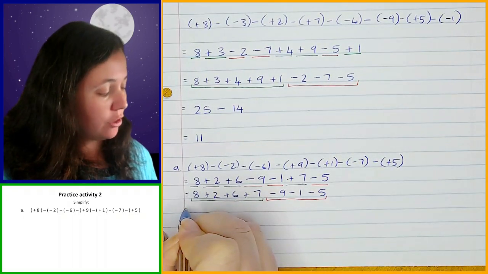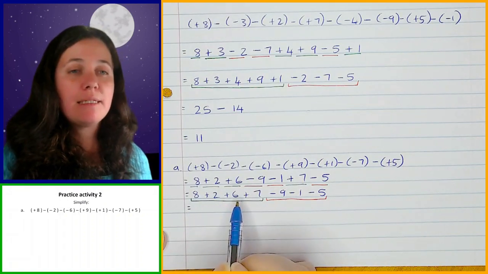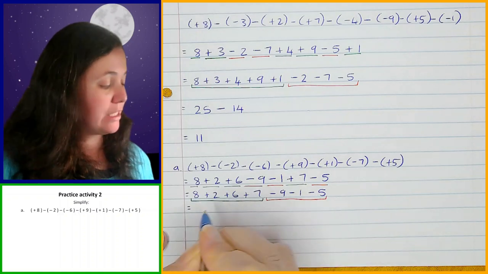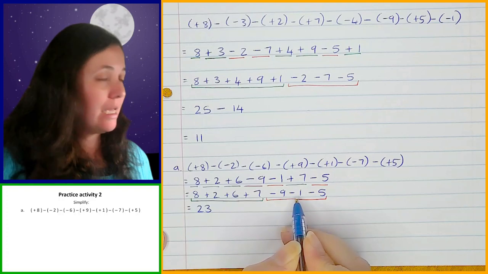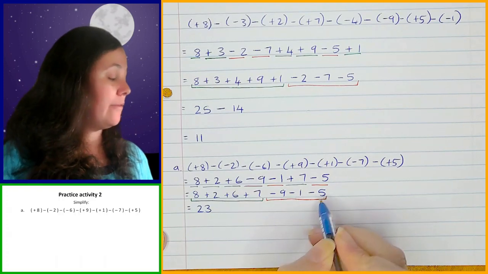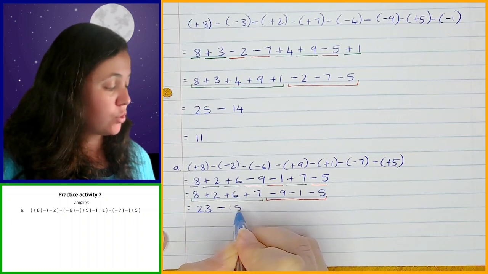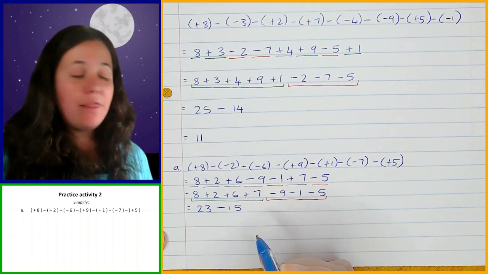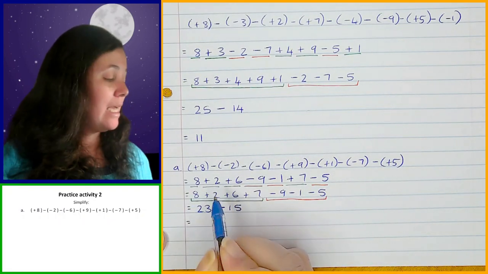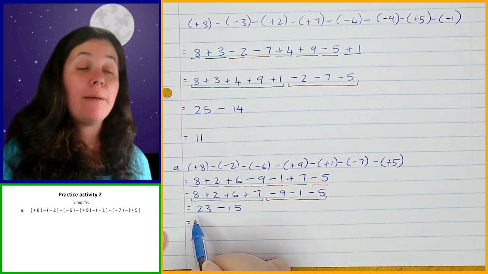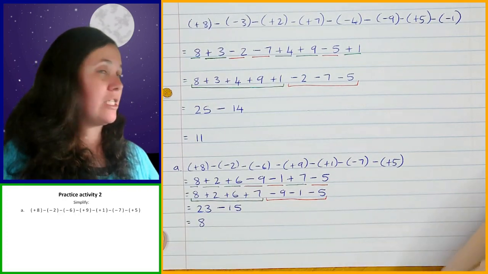Okay, so now I have got 8 plus 2 is 10, plus 6 is 16, plus 7 is 23. So that's going to be 23 over there, and it's positive. And then I've got 9 and 1 makes 10, and 5 makes 15. So that's going to be minus 15. So I've got 23 minus 15, and if we subtract 23 and 15, that gives us 8. And because the one with the higher absolute value is positive, it's going to be positive 8. So that's what you should have got for question A.